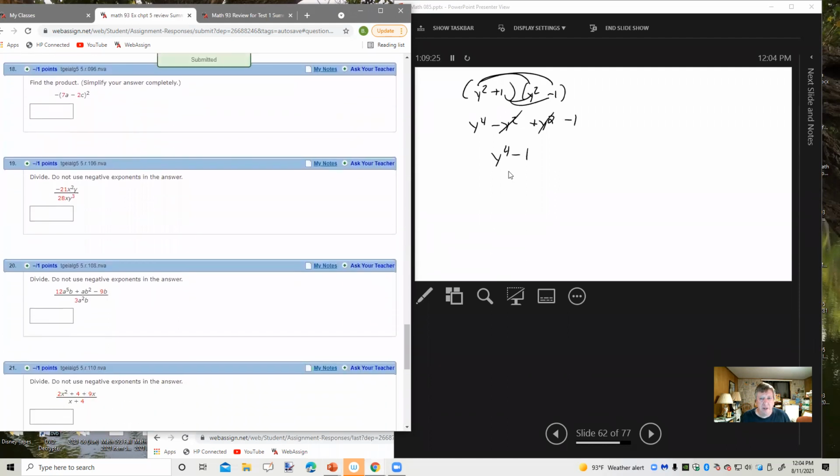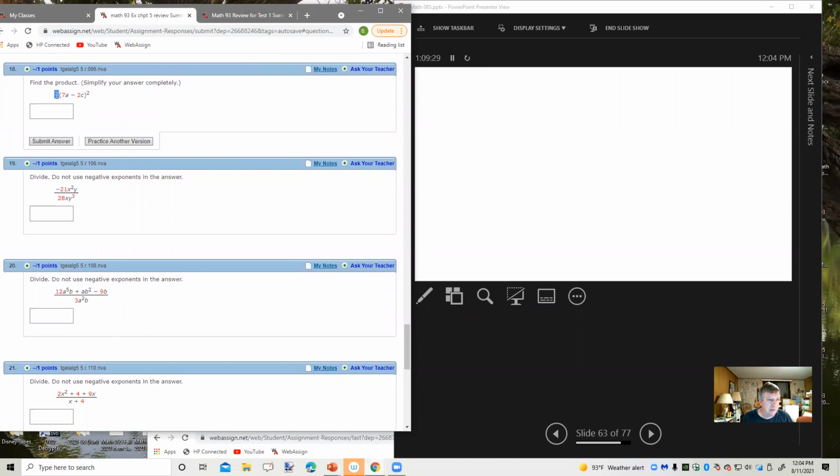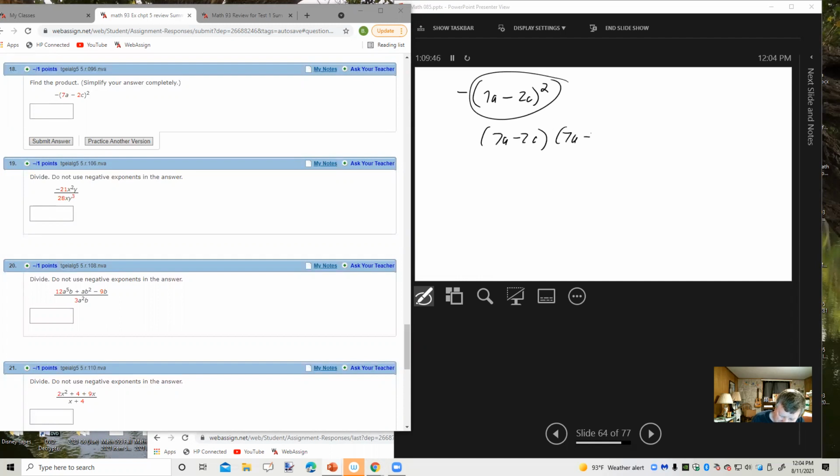Okay, this one I've got to be careful. That negative sign right there is outside of the square, okay? So what I'm going to do is I'm going to do the square first. So I'm going to get 7a minus 2c, 7a minus 2c, okay? I'm going to do the square first.